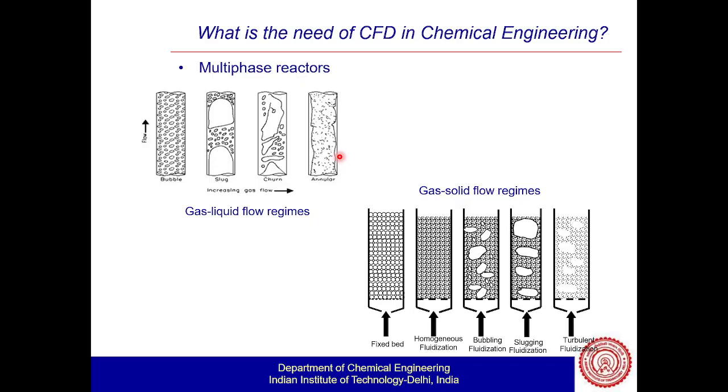You can visually see them by using optical techniques in experiments, but in case of 1D models, you are not going to get it. In case of CFD, you are going to get it. Okay. So 1D models are out of the picture.